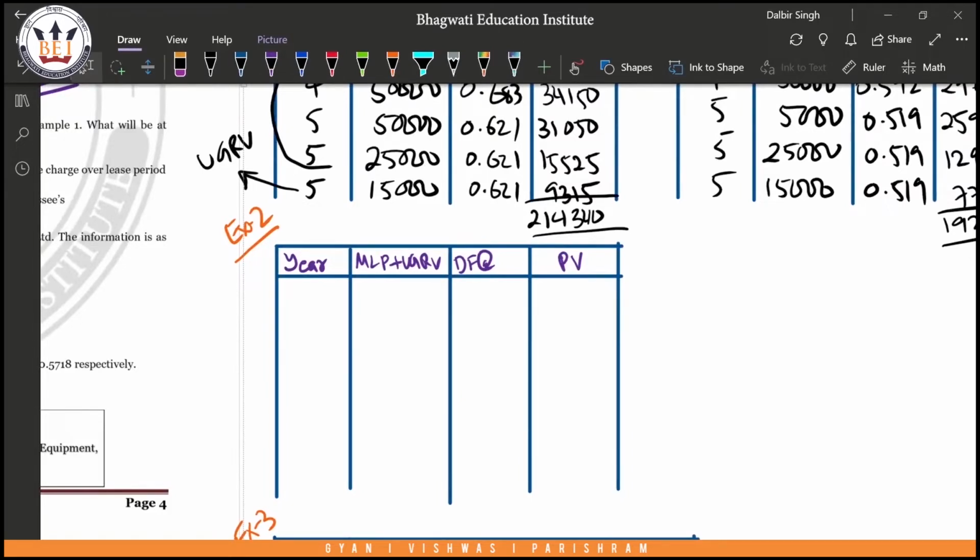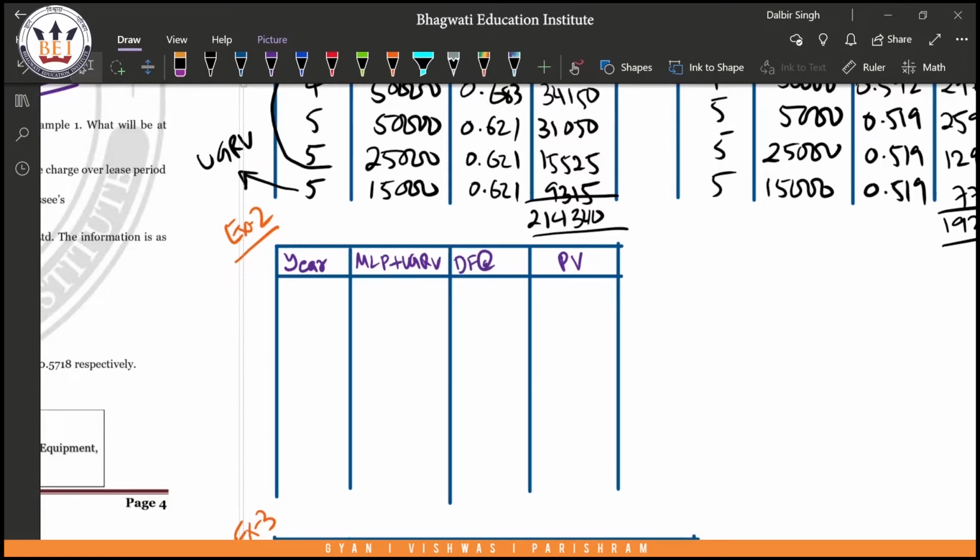So what did we learn? We have to recognize the asset and the liability at the lower of what? The minimum lease payment from the lessee's perspective and the fair value. Okay, so if I have to find the minimum lease payment from the lessee's perspective, what do I have to consider? I have to consider lease payment and only the guaranteed residual value.